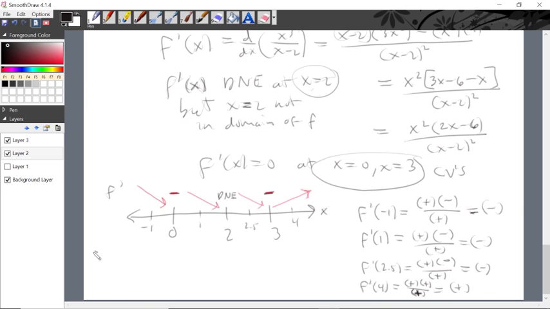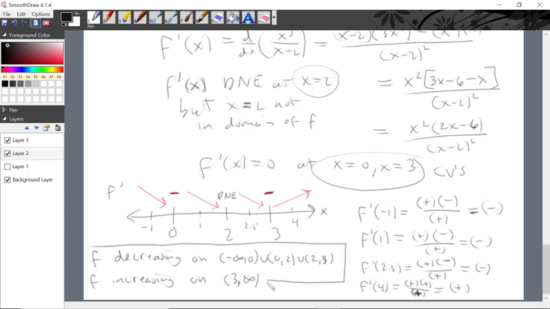Okay. So we have that f is decreasing on the intervals, let's say, -infinity to 0, that's open, and the open interval from 0 to 2, and the open interval from 2 to 3. We have that f is increasing on the open interval from 3 to infinity. So I'm going to include that information on the curve.